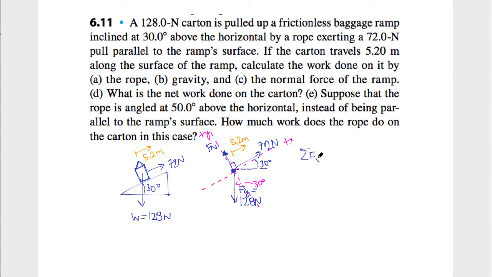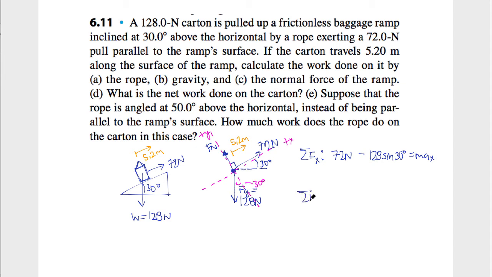of Newton's second law. So in the x direction, I'm just going to have my 72 newtons minus my 128 newtons times the sine of 30 degrees, which is equal to ma in the x direction. Now, do I know anything about acceleration in this case? I don't necessarily know, because there is no information here that tells me anything about the velocity. So I'm going to go ahead and have to say I don't necessarily know.